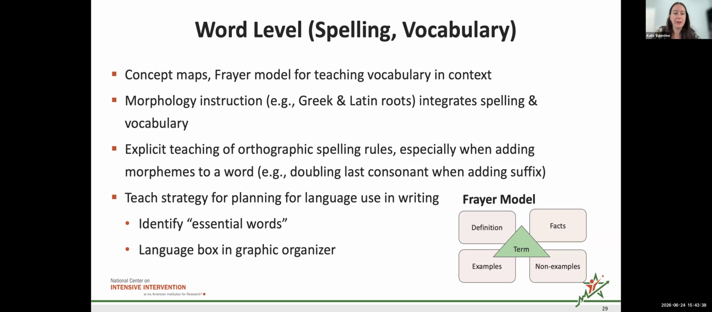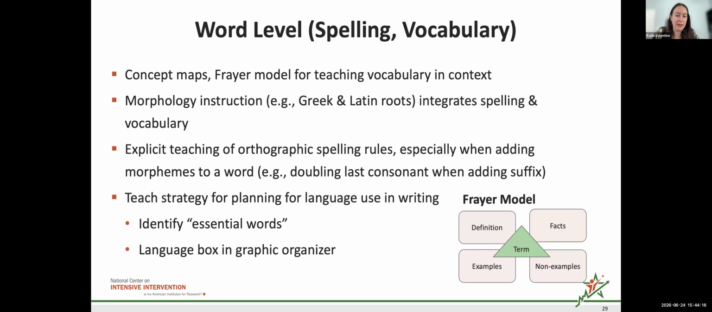And then finally, I want to encourage everyone to actually explicitly teach students a strategy for planning to use certain language in their writing. So this can really help students identify what those essential words are as they're reading and what those essential words to use in their writing will be. So if you have a student read a passage or read an article or use some sort of source, or other form of media for their writing, you can teach students how to identify which words they want to pull out and use in their own writing.